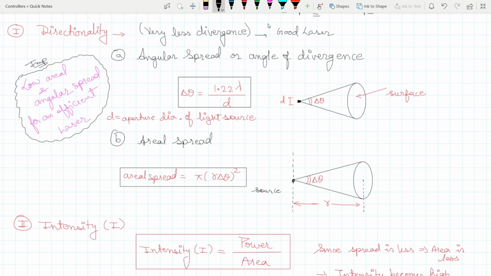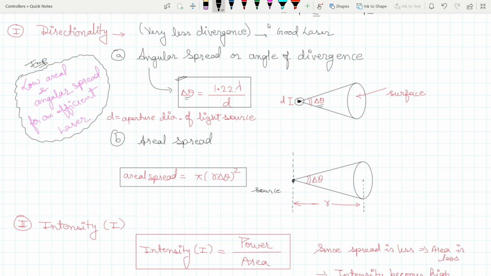The first one is the angular spread. Delta theta, the angular spread, is equal to 1.22 times lambda divided by d. Here d is the diameter of this particular light source, you can say the aperture of the laser. And this is the surface area, this is the angular spread delta theta. So by this formula, 1.22 lambda by d, you can calculate the angular spread.